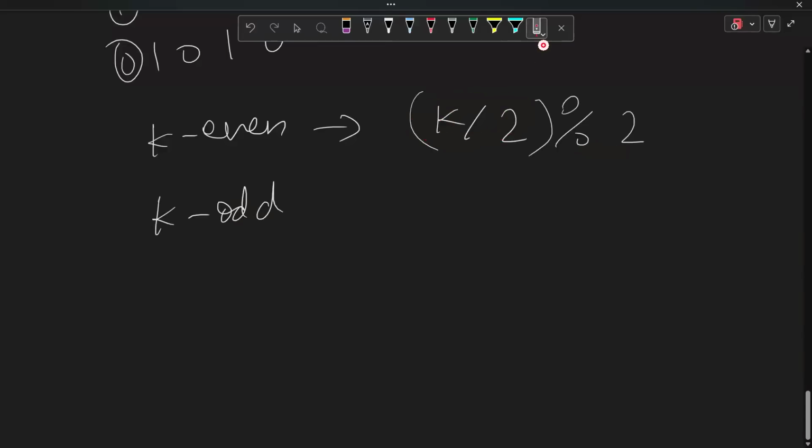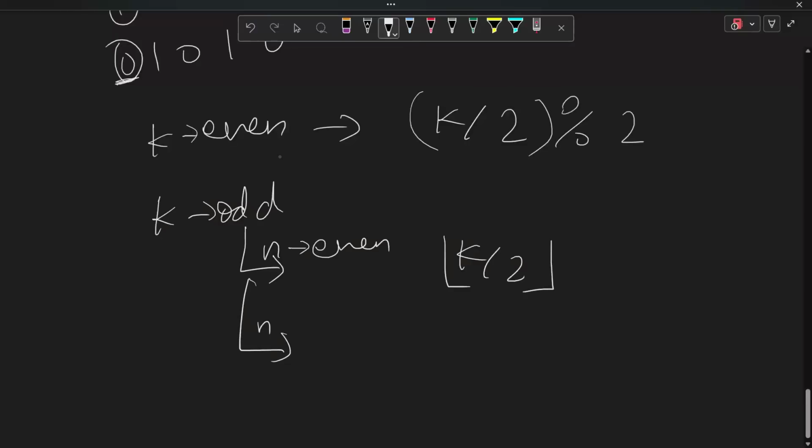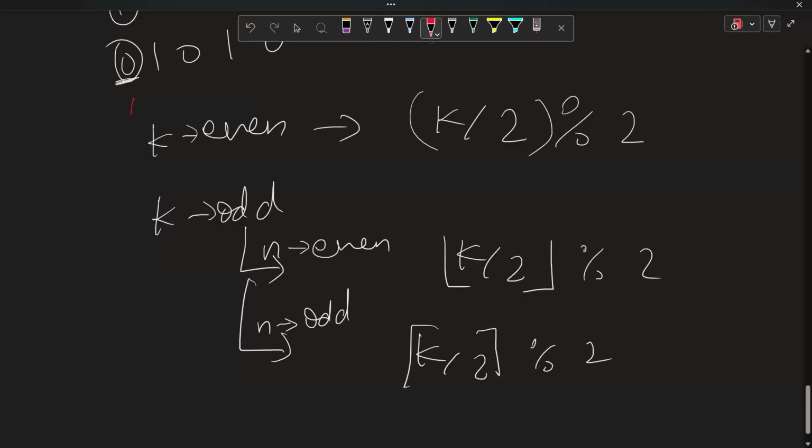And if k is odd, you would again have two cases. If n is even, it means it's starting with 0, so it would be k by 2 floor division. And if n is odd, it would be k by 2 ceil. Basically, then take this modulo 2 to check. I hope how we got to this expression is clear. If you have any doubt on this part, you can ask now.